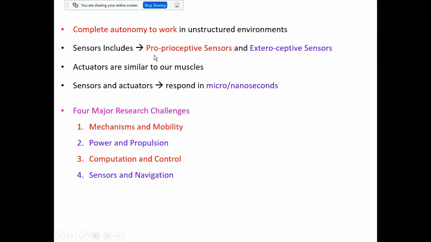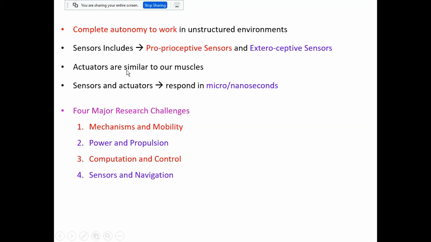Please note, friends, sensors include the proprioceptive sensors. What is it used for? Sensing their own internal status. And we also require the exteroceptive sensors, used for sensing the environmental variables. You see the big difference between the conventional tools and the advanced smart tools. They will decide their own status and the external environment. Then they will change their positions and orientation.